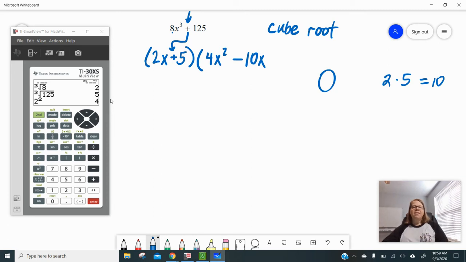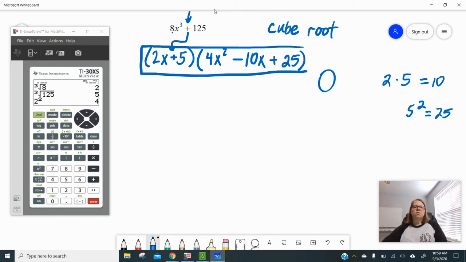All right. And then the last thing is you write a plus sign. Just write a plus at the end. And you take whatever the last number is and you square it. So 5 squared is 25. 5 times 5. And that's it. That is your answer. And that is finding the cube root. That's the pattern that works every time.